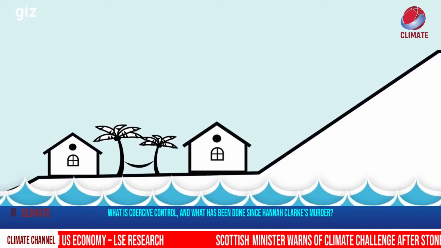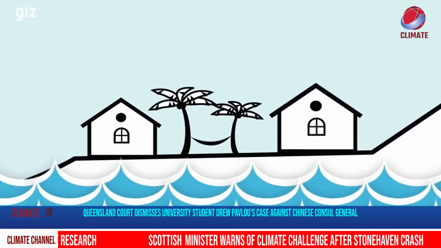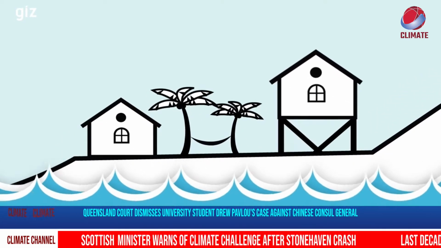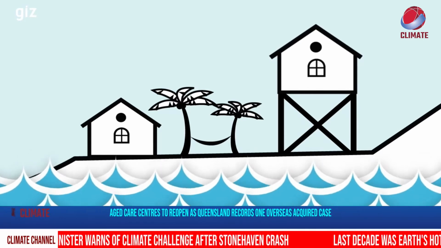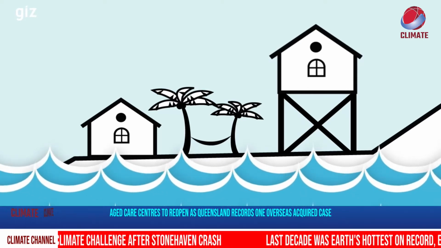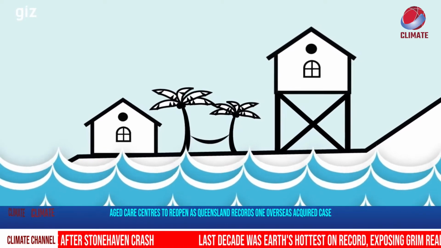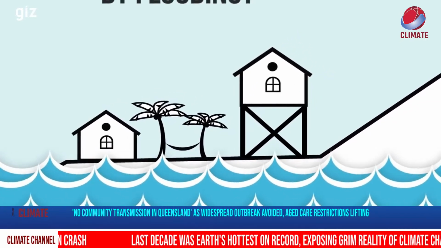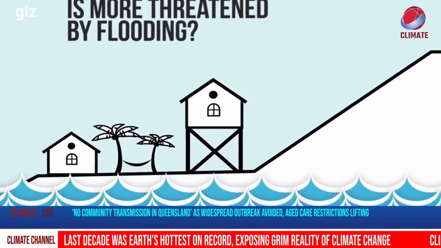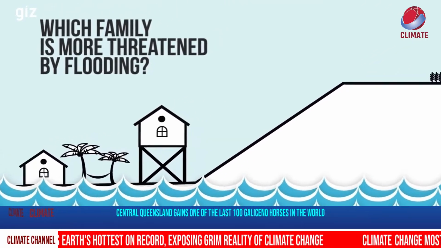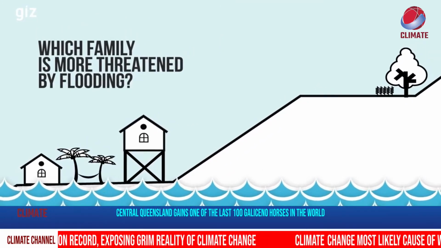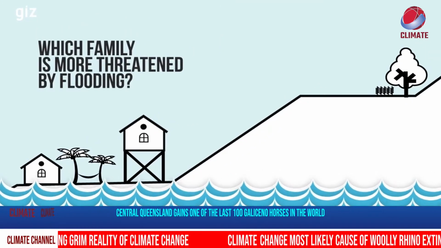But since Maria and her family are aware of the dangers that come with living at the seashore, they decide to modify their house into a stilt house. Now, both houses stand at the seashore and are equally exposed. Which family is more at risk of losing their home? Which family is more threatened by flooding?